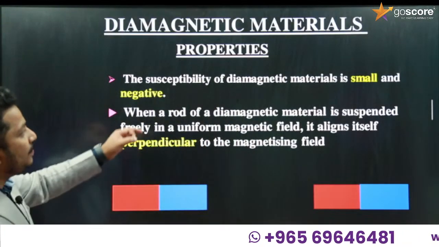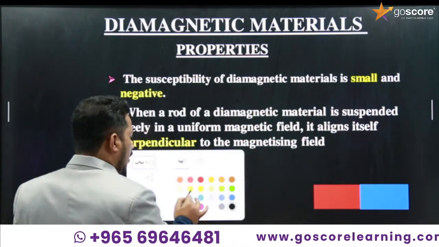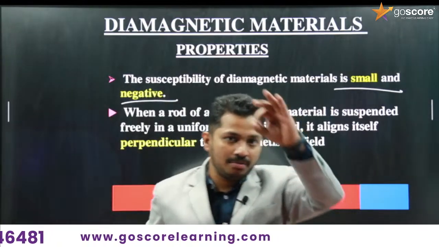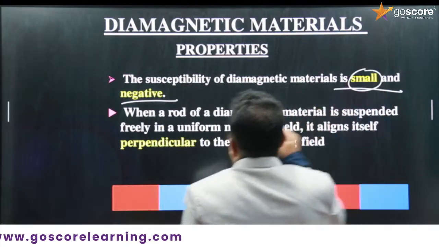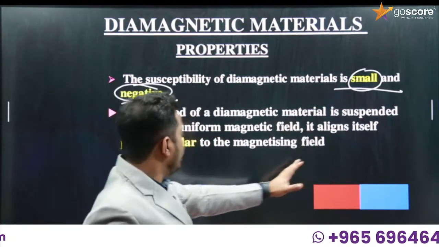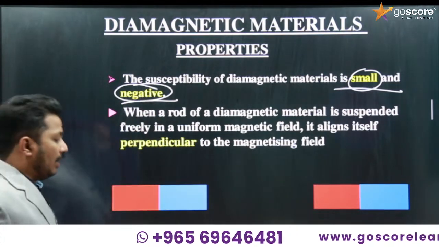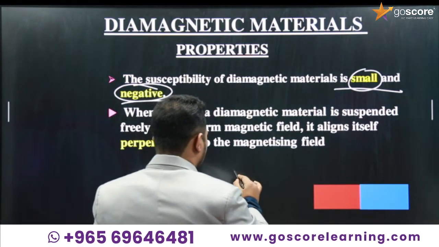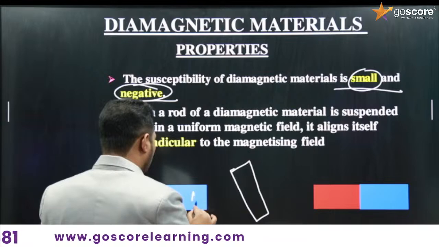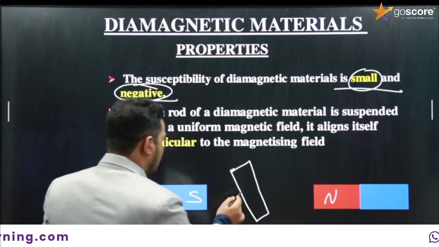The magnetic susceptibility of diamagnetic material is small and negative. Okay. So when a rod of diamagnetic material is suspended freely in a uniform magnetic field, it aligns itself perpendicular to the magnetic field, which means, okay, imagine there is a diamagnetic material placed in, this is south pole, right? South, in an external magnetic field. What happened? What happened?